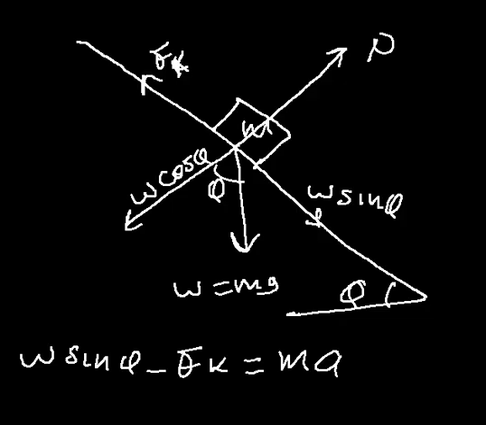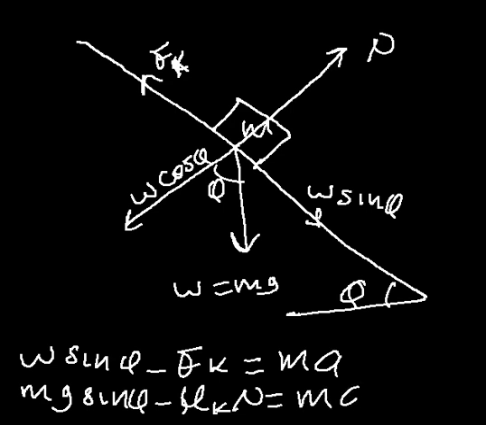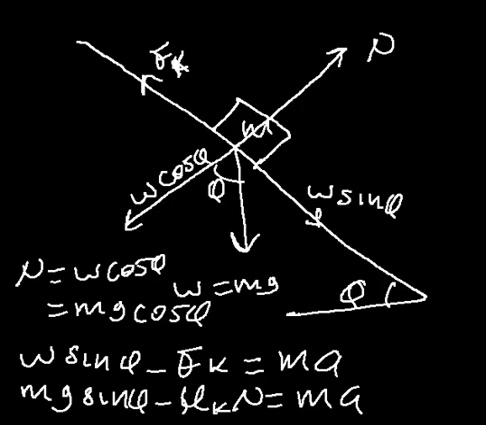But what is the weight? We have it as mg sin theta. And what is Fk? We have it as mu k times the normal force, which is equal to the mass times acceleration. But what is the normal force? We should use the forces in the y-axis. Since there's no motion along y, as we already looked up, the normal force is equal to the weight times cos theta, which is the same as mg cos theta.